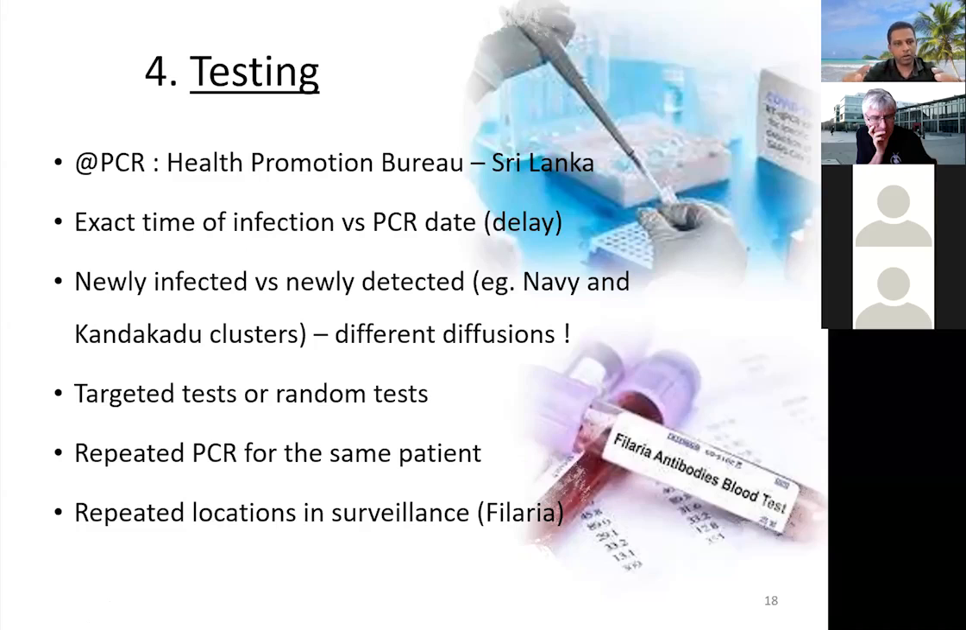So in a mathematical model, if you consider compartments with delay, we should concentrate on how many days are taken to complete a test and record that data into a sheet or something like that for other sources, and on newly infected versus newly detected. We experienced that with the Navy cluster and the Kandakadu cluster. They are counted as infected just because they were detected, I mean tested. So we have to see this difference throughout this process.